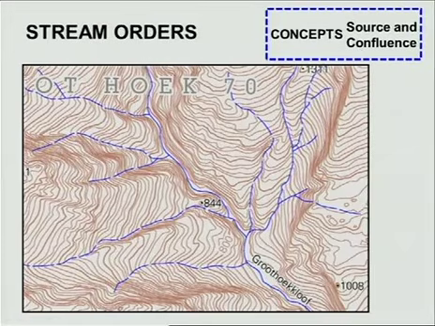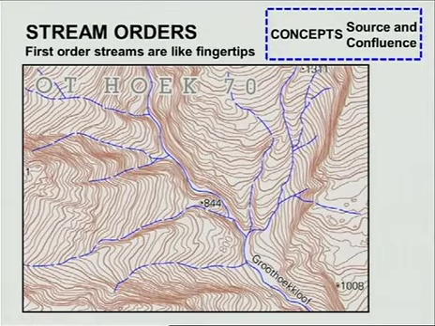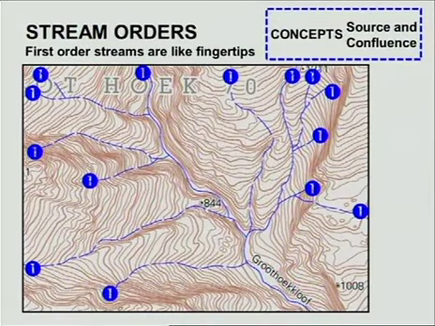Okay, let's have a look at our stream orders. The first thing that you can recognize here is that first order streams are like fingertips. If you look at your fingertips, hold your hand in front of you, your first order streams are like fingertips. Here we've got 1, 1, 1, 1, 1, so your first order streams will be like that. Looking at our map, immediately you'll see that it's exactly what it looks like. Just as the tips of your fingers, exactly those are your first order streams.